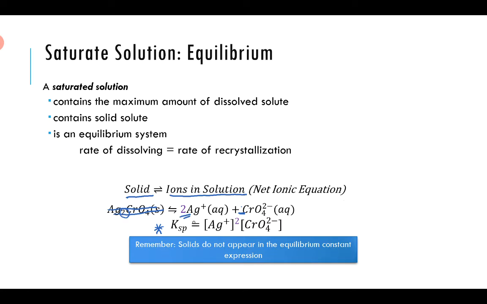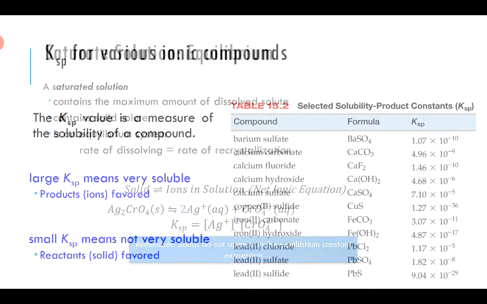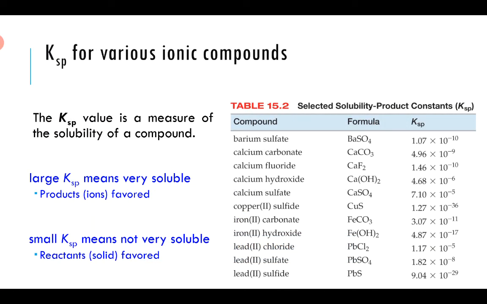And that will tell us how much is dissolved in solution. Equilibrium is reached when the rate of the solid dissolving is equal to the rate of it recrystallizing. So here's some different KSP values for ionic compounds. Remember that a large KSP means that it's very soluble, and a small KSP means not very soluble.